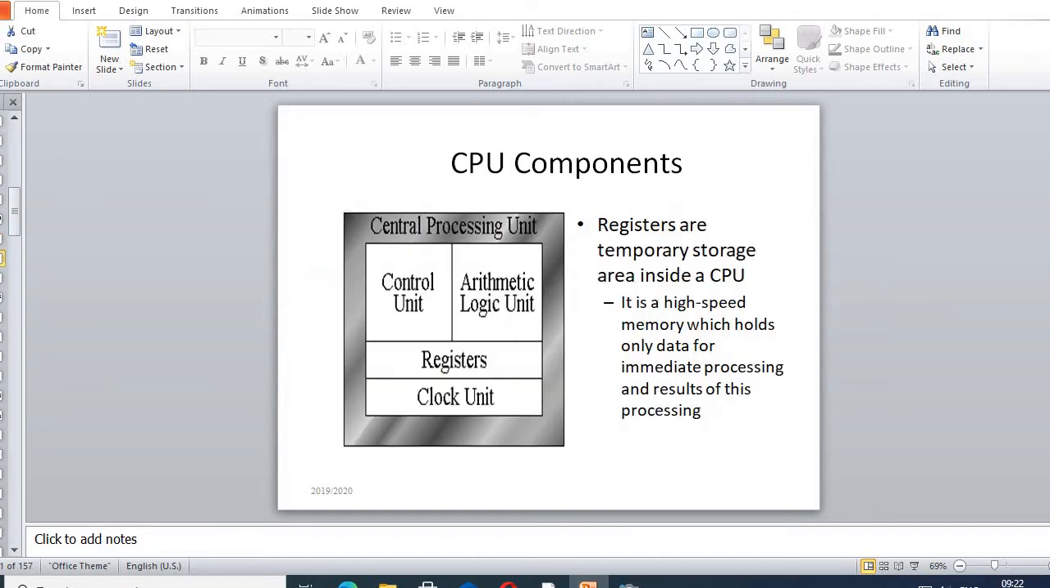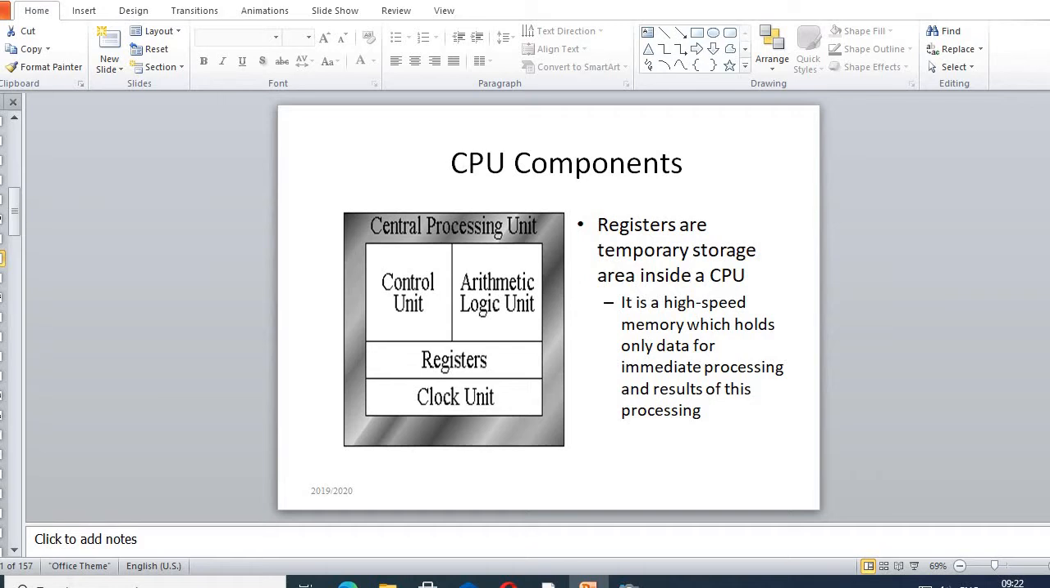Shall we continue? So the CPU components. You can look at the diagram of the CPU. The central processing unit has a control unit, which we have so far seen is responsible for fetching our instructions. The arithmetic logic unit, this one will be only handling what?